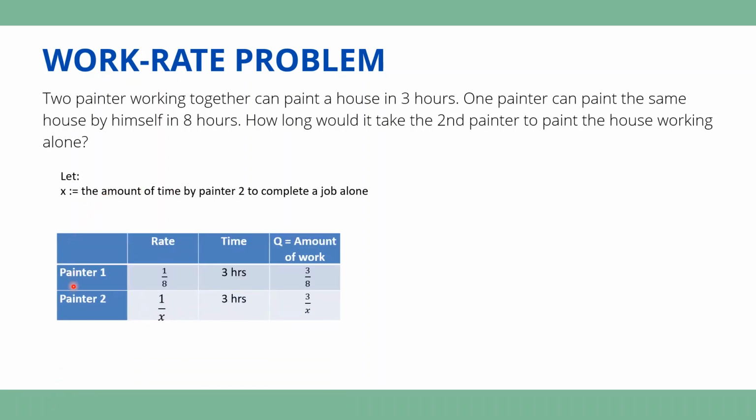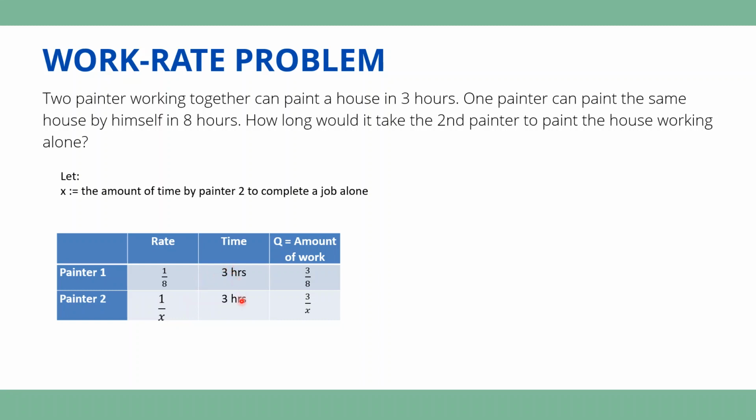So we have painter 1 and painter 2. Then meron tayo sa ating row, we have the rate, time, and amount of work. So for our painter 1, he can finish the job in 8 hours. So ang rate niya per hour will be equal to 1 over 8. While si painter 2, ito nga po yung ating unknown. So we represent it by x, yung kanyang time to work on the house. So ibig sabihin, ang rate niya per hour will be equal to 1 over x.